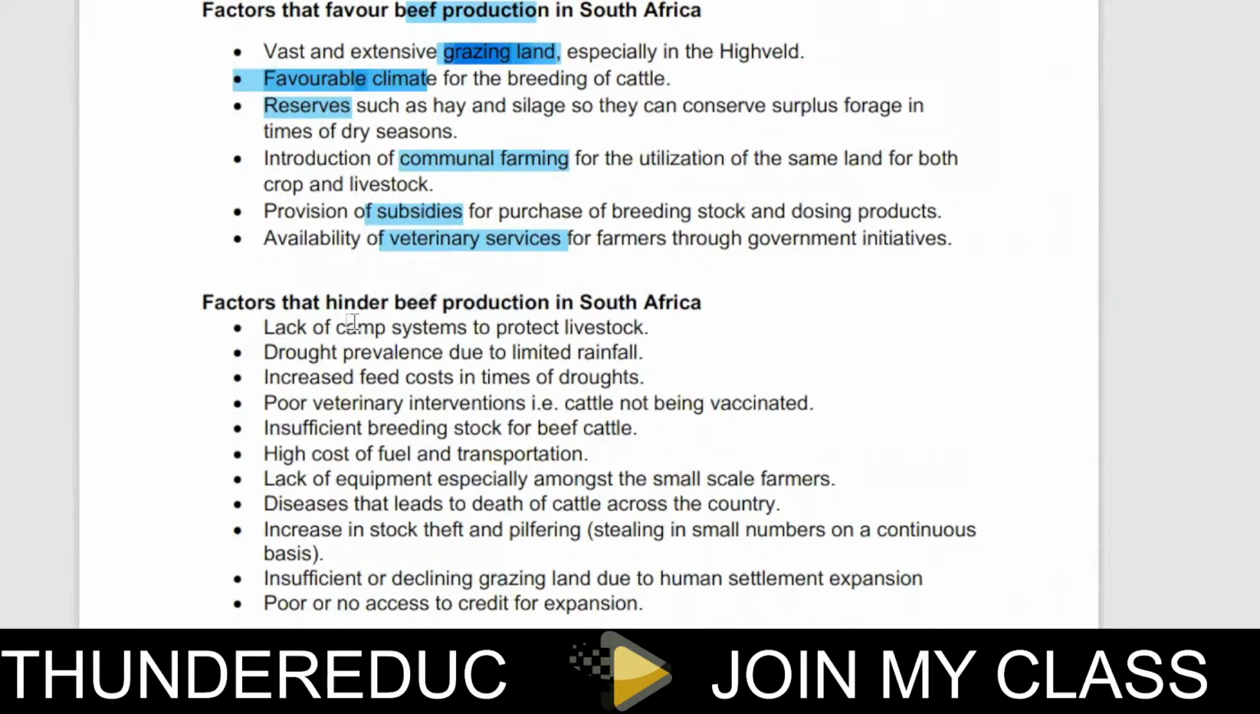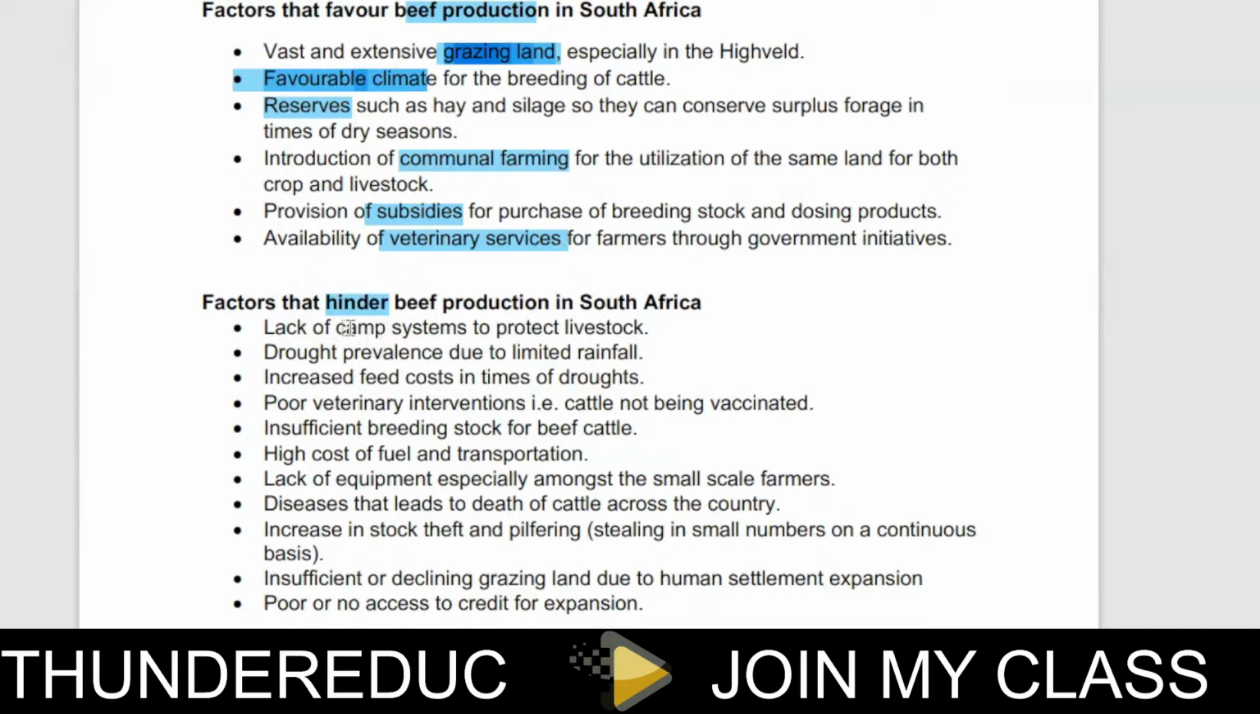So besides the factors favoring beef production, we also need to look at the factors hindering. The word hinder simply means discouraging beef production in South Africa. It retards, it stops the prosperity of the production of beef. In other words, it slows it down. What are those factors? Those are the factors we shall look at. Okay. So those factors that hinder beef production, they include lack of the camp systems to protect the livestock.